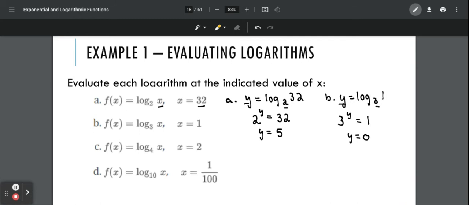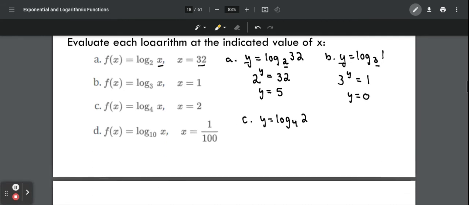When we look at c and we substitute in, we would have y equals the log base 4 of 2. So if we were to put that into exponential form, 4 to the y equals 2, and we would get that y is 1/2, right? Because the square root of 4 is 2, so y would have to be 1/2.